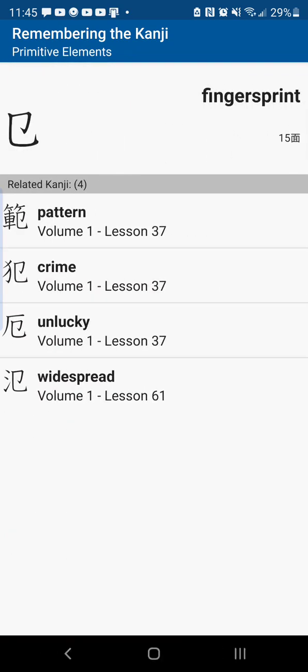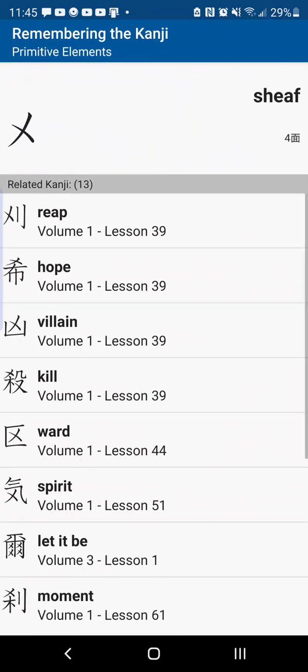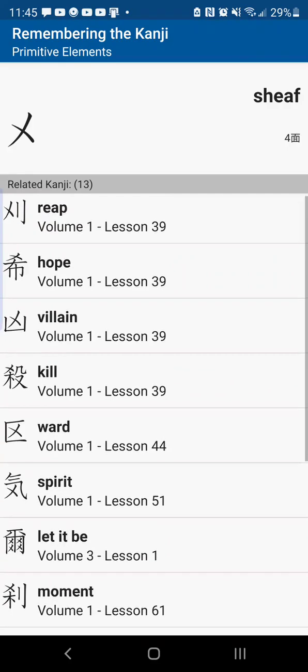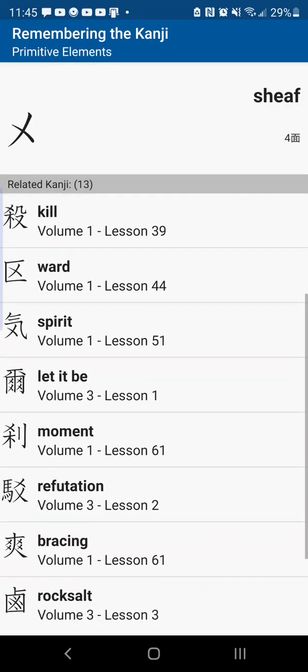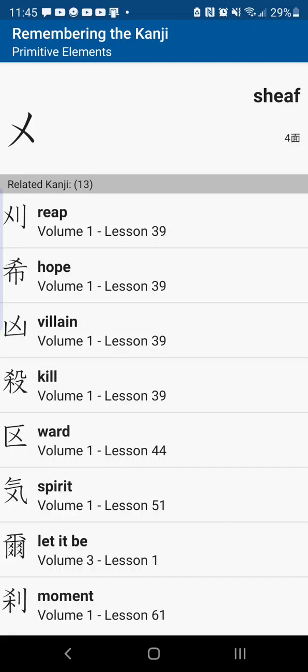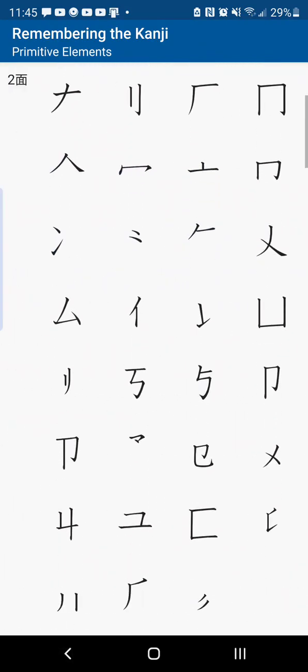Finger sprint. This guy looks like maybe his arm is running, like he's tuckered out. And I guess if you were moving your hands while sprinting, that would be a finger sprint. Sheaf. Do not know what that means in English. I'm guessing, given that it's in reap, maybe gardening related. It kind of looks like X marks the spot, so like treasure for me.